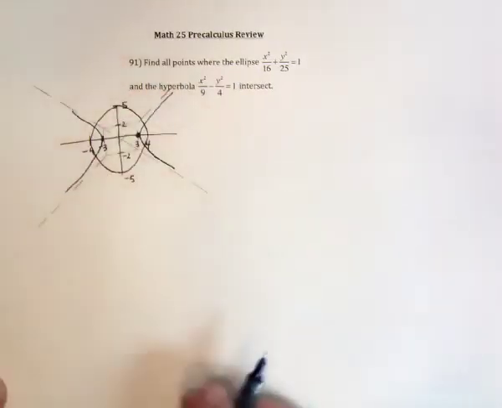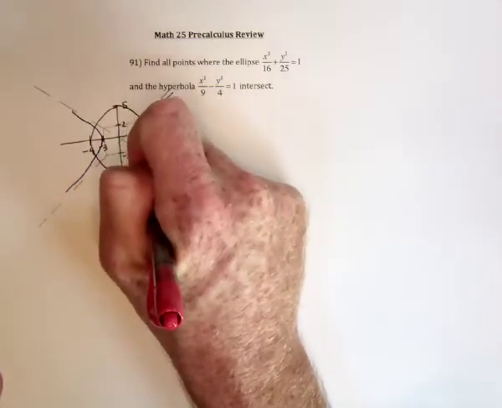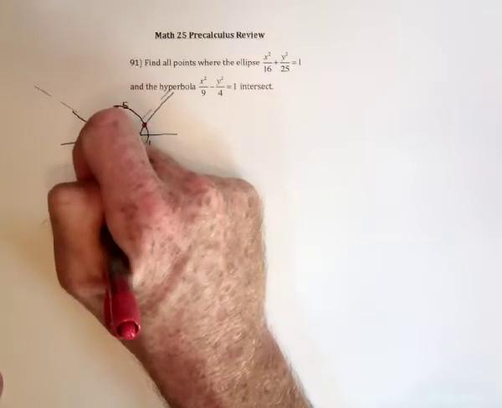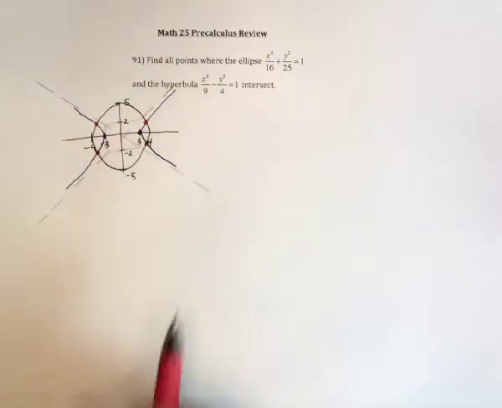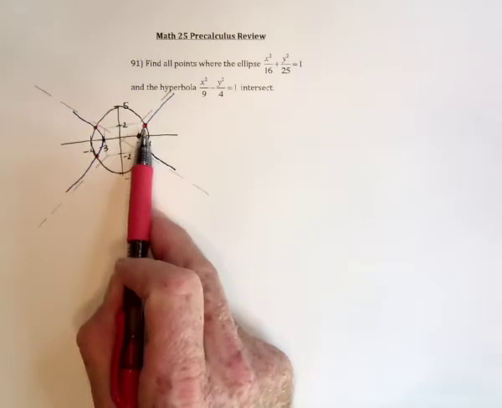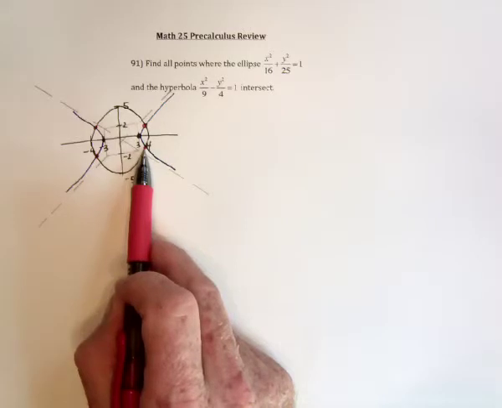Alright, so there's our graphs of the two shapes, and you can see there's actually 4 places where they intersect. Here, here, here, here. And the good thing is that the graph is symmetric. So if we find this one, then we just have to say, well, this one down here, the x value is going to be the same, but the y is just going to be negative. It'll be the same number for y, but it'll be negative.